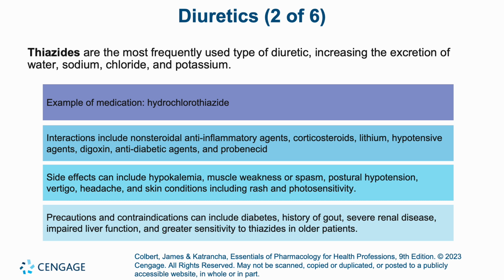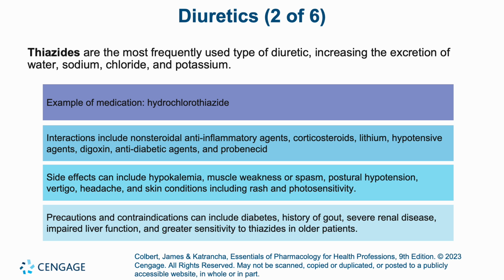Thiazides are the most frequently used type of diuretic, increasing the excretion of water, sodium, chloride, and potassium. Thiazides can be used to treat different conditions such as edema caused by cirrhosis or heart failure, and hypertension. The way that they work in hypertension is they reduce peripheral vascular resistance, and then they also reduce the overall amount of volume circulating through the body.